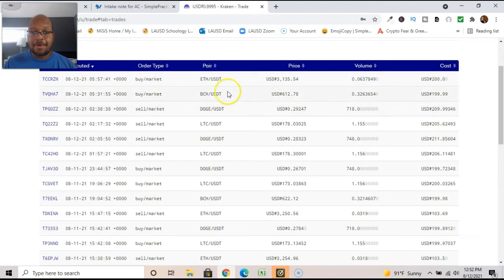So if I bought Ethereum for $200, let's do one that sold. Okay, so this one, I bought Litecoin. Let's find the buy order. Here's the buy order. Let's measure it up to make sure it's around the same number. This is 1.155 volume, and I bought it at 1.156.